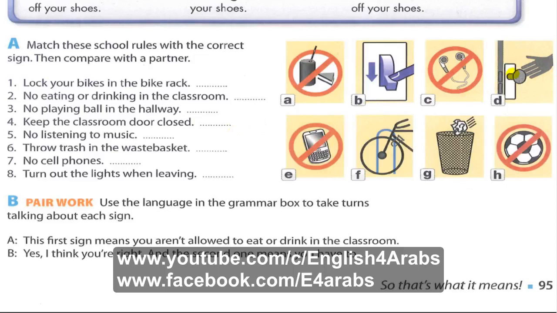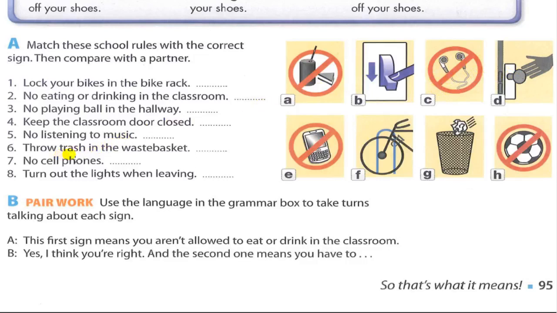5. No listening to music. Don't listen to music. So number 5. C. 6. Throw trash in the waste basket. G. 7. No cell phones, no mobiles. E. 8. Turn out the lights when leaving. This is number B.